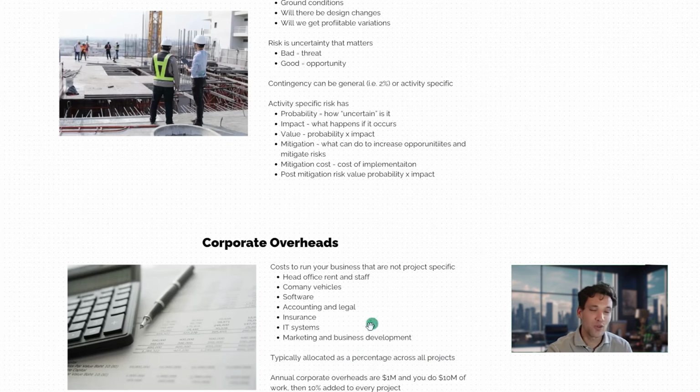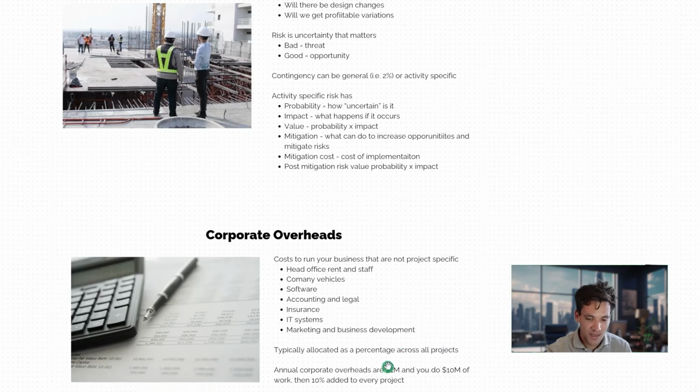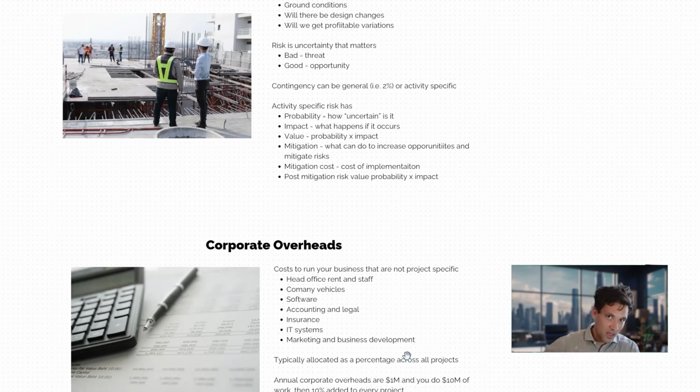The way you work out what your corporate overheads markup should be is you need to have a forecast revenue amount. So say you're going to do $10 million of work this year, and your cost, your head office staff, all these things, tendering work is $1 million, then basically you need to allow 10% on every project to recover that $1 million.